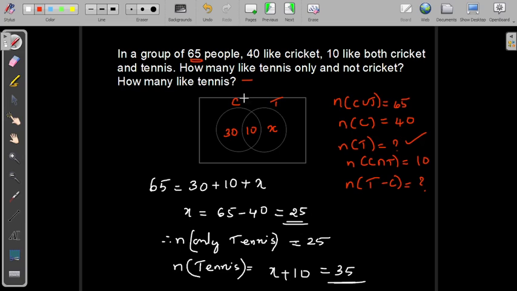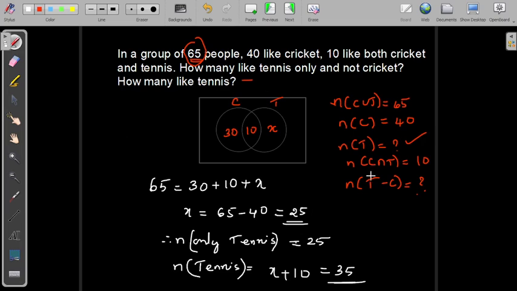And how many like only tennis and not cricket? Only tennis, not cricket means I have to find T minus C. So now in this case, in a group of 65 people, N of C union T, I have to take it as 65. Otherwise, because it is not a survey, it's a group of people. Actually, in case they mention every person likes one of the two games, it will be very clear that all the 65 will be involved in one of the games. But that is not mentioned here, though in some problems they do mention it.